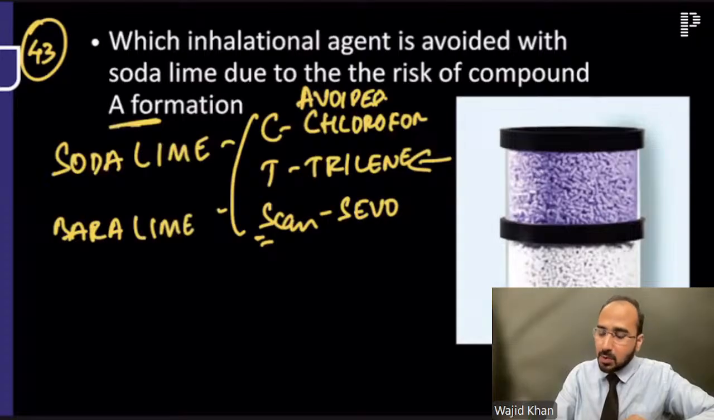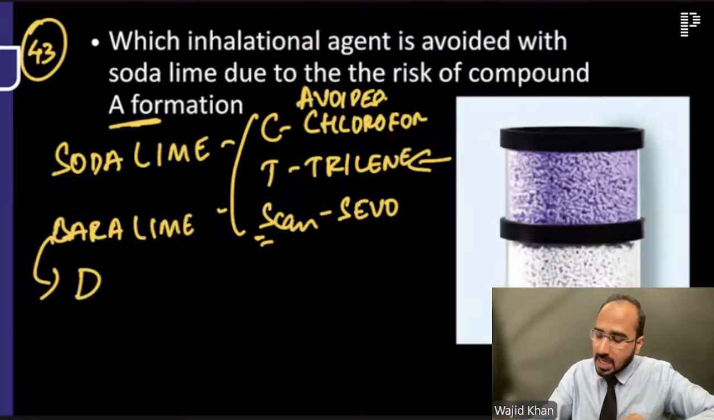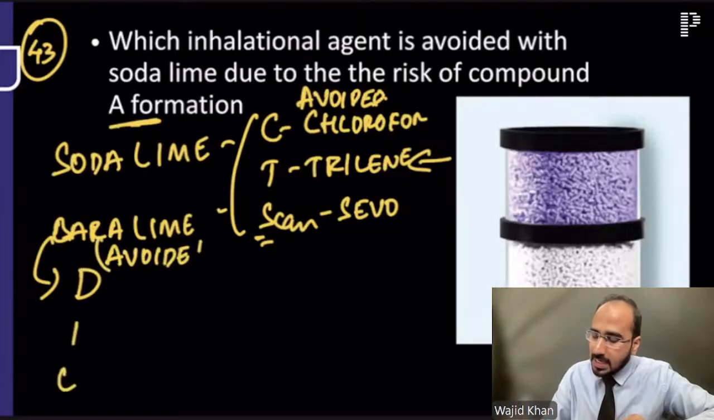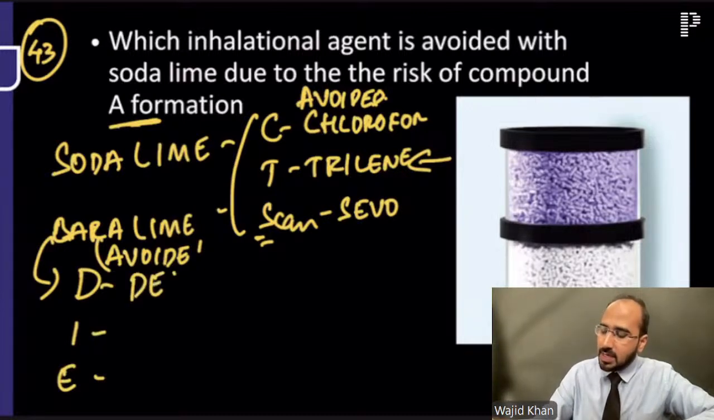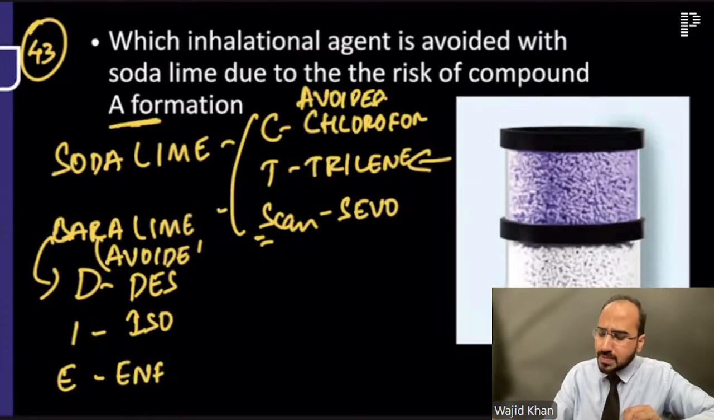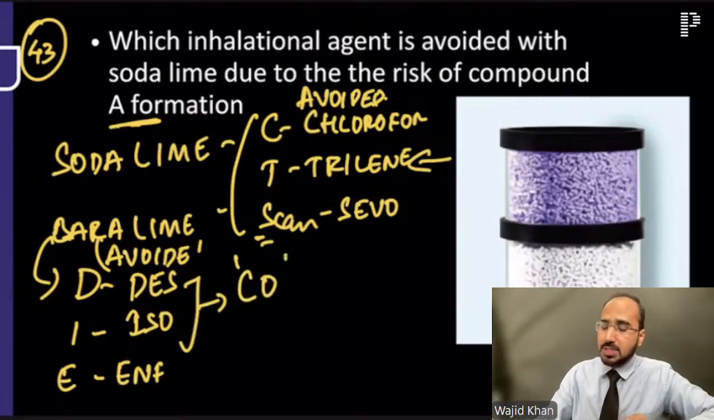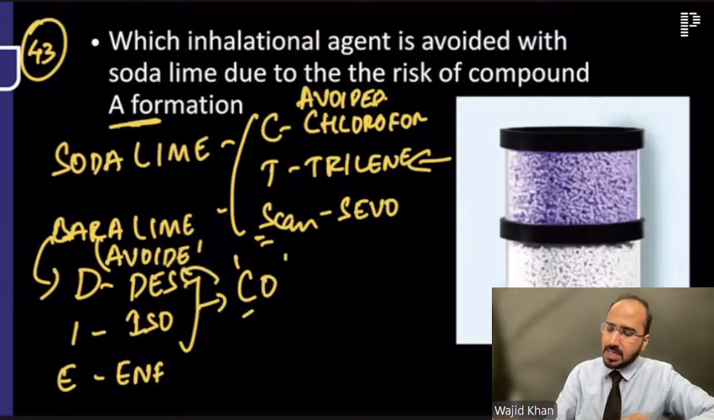Apart from soda lime, there is one more absorbing material called baralyme. Baralyme is made up of both barium hydroxide and calcium hydroxide. Whenever you are using baralyme, three inhalational agents are avoided. What are the three inhalational agents which are avoided with baralyme? D, I, E inhalational agents. D stands for desflurane, I stands for isoflurane, E stands for enflurane. Why? Because when you use these agents with baralyme, they react with it to form carbon monoxide. Maximum carbon monoxide can be formed with desflurane.